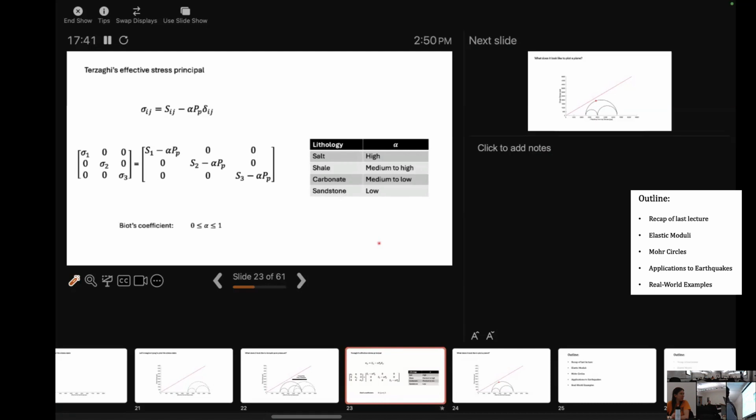Yeah, that's great. Thank you. That's awesome. So that's just getting at the principle of effective stresses. And I have a slide later that will illustrate a little more how this looks in a fault, like what you can actually think about in a fault.